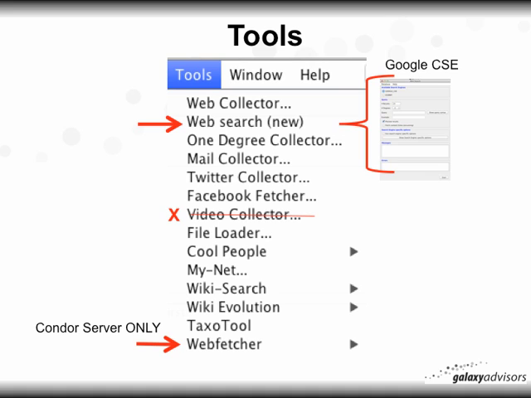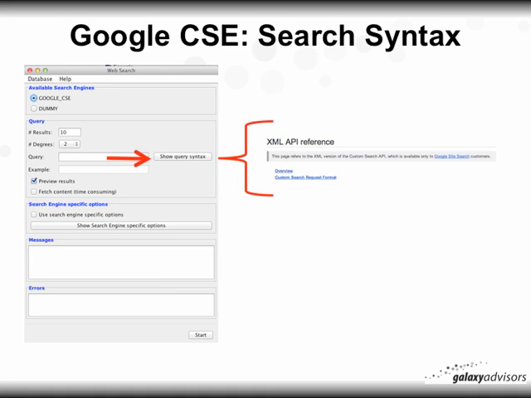Now again, if you look under Tools, you're going to see a Web Search New, which will show you in a little more detail the new Google Custom Search Engine form and the options that you have. The Video Collector is still in the menu, but it's no longer operational since it used the Bing key. And again, at the very bottom there's something called Web Fetcher, which is really for the Condor server only.